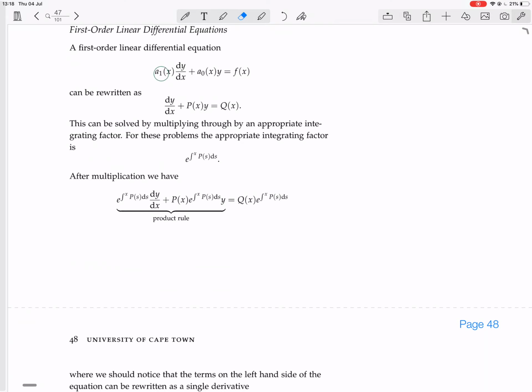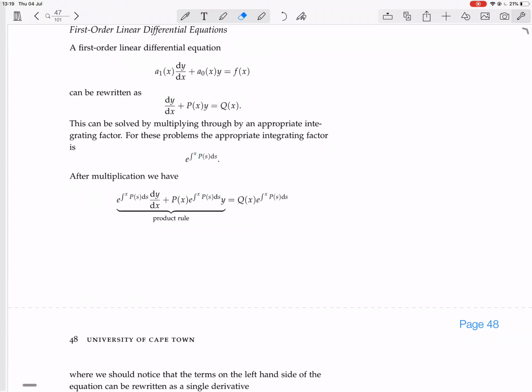Now you can divide through by a1, and then you rewrite this as dy/dx plus p of x times y equals q of x. And this can be solved by multiplying through by an appropriate integrating factor. For these problems, the appropriate integrating factor is e to the integral in terms of s of p(s), where p is this, and the integral is from, well, anywhere to x. The anywhere is where the constant comes in.